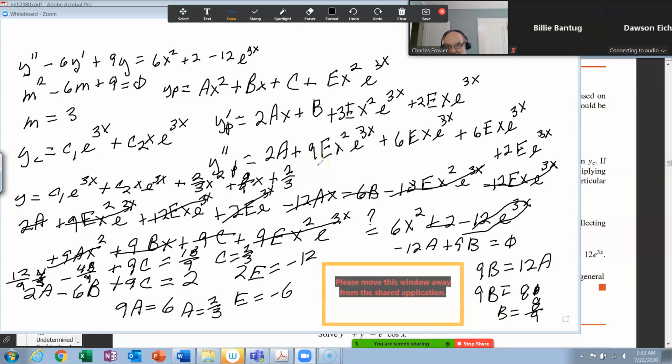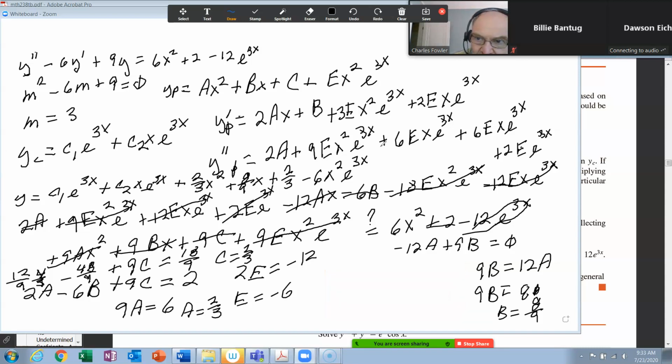The E from up here was -6. So that would be a -6 x squared e to the 3x. All right, goodness gracious. Let's see how they did.